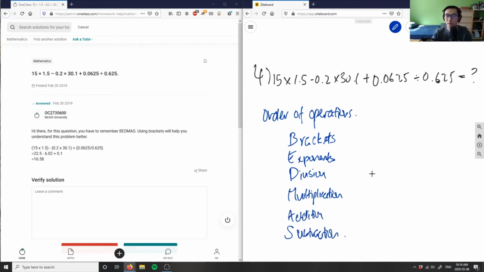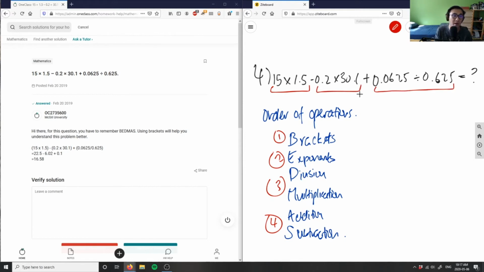So if you look at our problem here, we don't have any brackets, nor do we have any exponents. So what we're going to do is division and multiplication first. So this here is the first one, second one, these two are third, and these two are fourth. So as you can see, I see multiplication and division first. So I'm going to do this step first, and then I have this step again. This is also multiplication, and then I have some sort of division here, right? So these three I'm going to have to do first before I do my addition and subtraction.